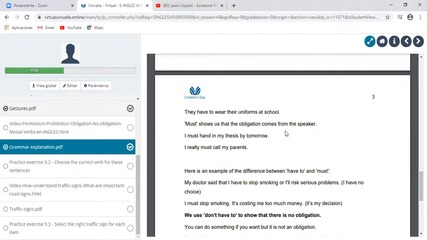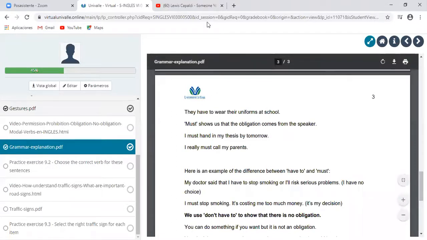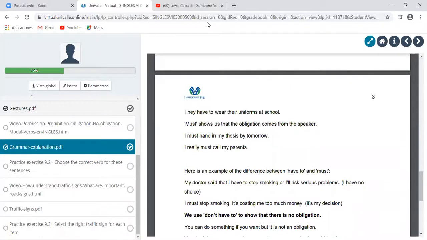Here is an example of the difference between have to and must. My doctor said that I have to stop smoking or I'll risk serious problems. I have no choice, so that's what I have to do: stop smoking. Or I must stop smoking, which is costing me too much money. That's your decision if you want to stop smoking, okay?